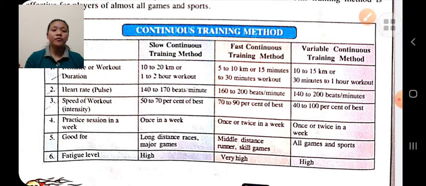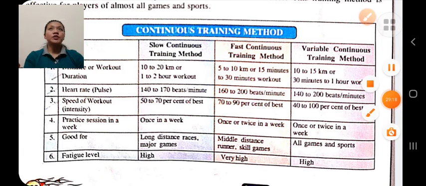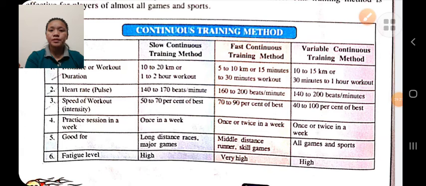This is the difference between the slow, fast and variable continuous training methods. And continuous training methods means we have to do the activity continuously for a long period of time without any break in between the workout.